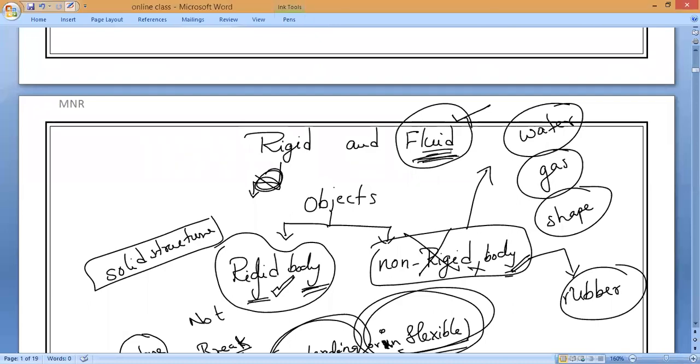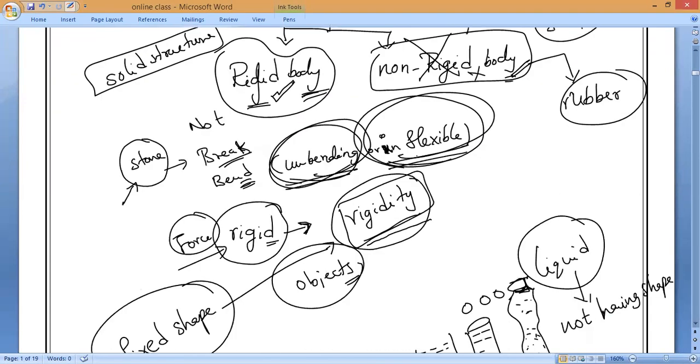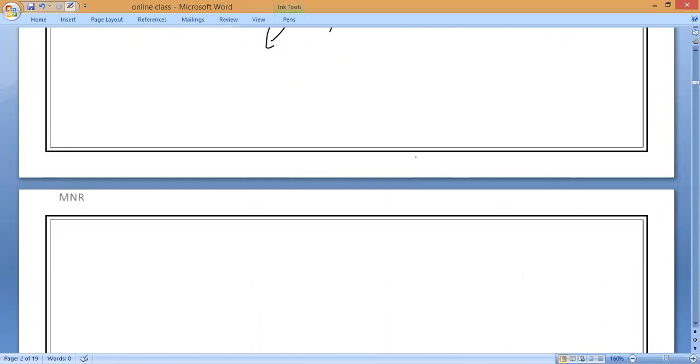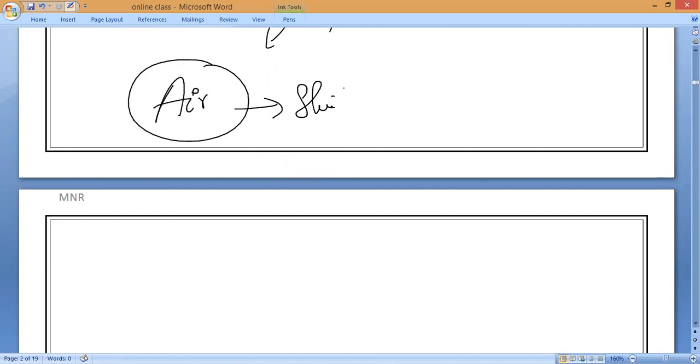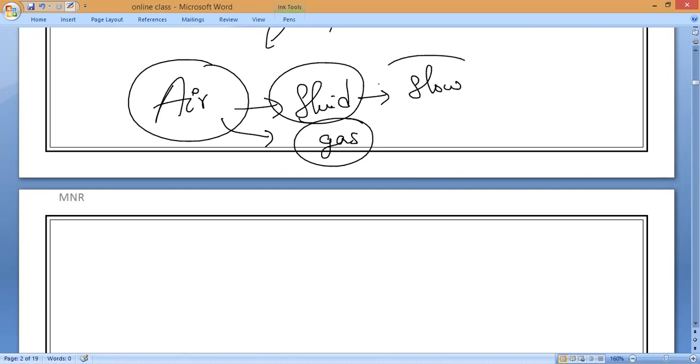Now observe air. Is air a fluid or not? Yes, sir, fluid. Why is air called a fluid? Actually, it is a gas. So why do we call it a fluid? Because it will continuously flow from one place to another place. Yes or no, guys? Yes.